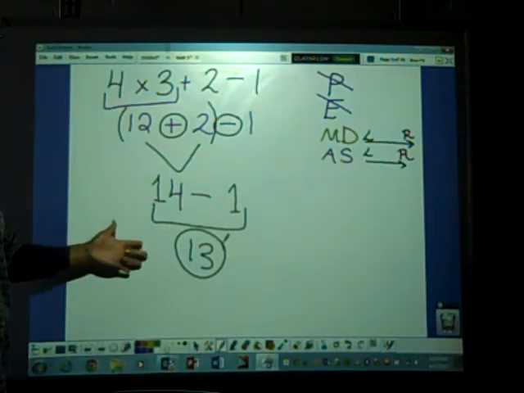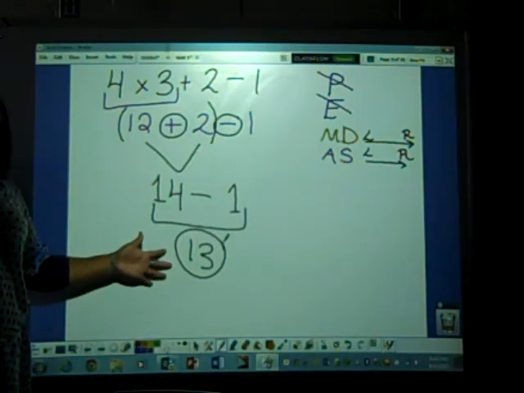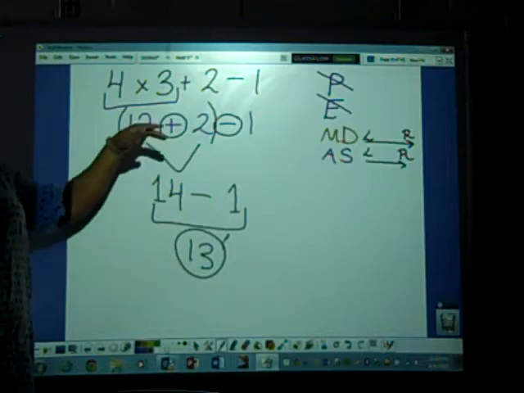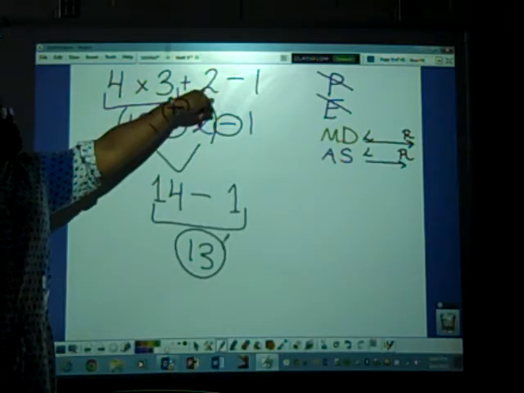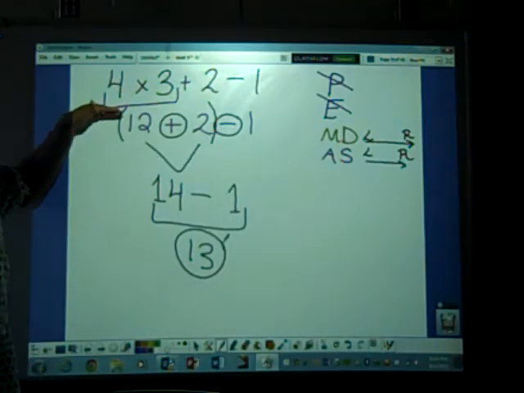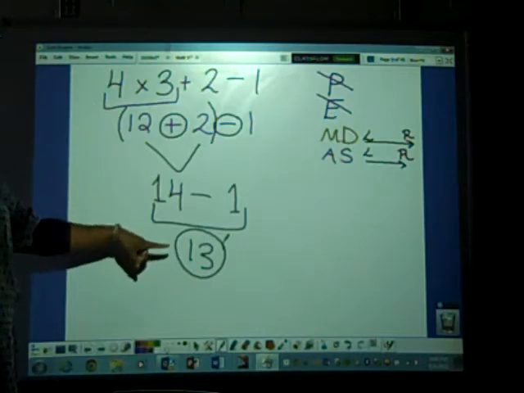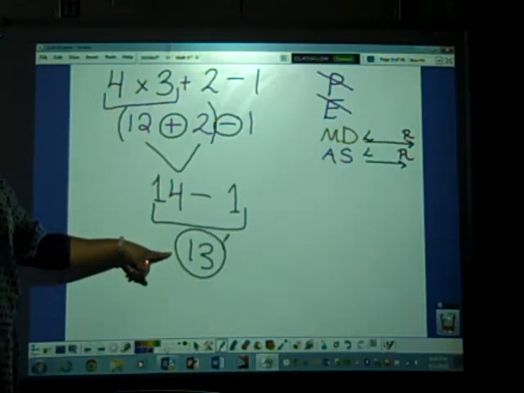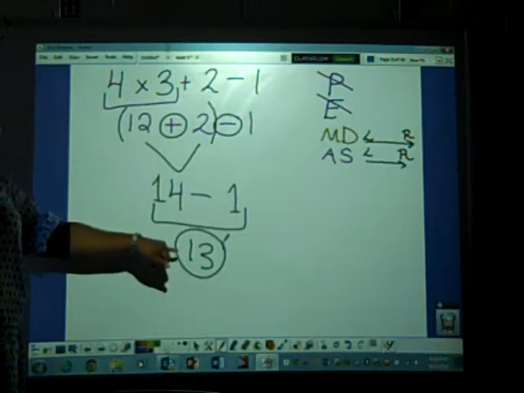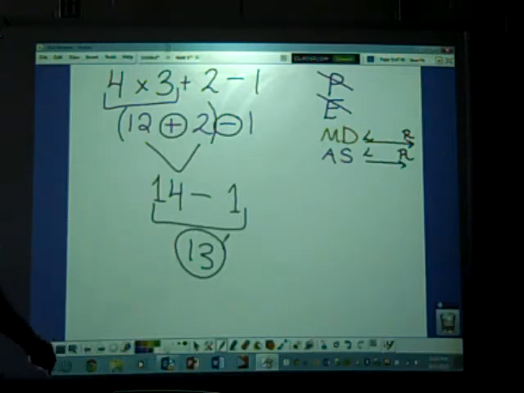13. This is my final answer. Remember, numerical expression, no equal sign. I kept evaluating till I got down to a single answer. This is my final answer. Okay?